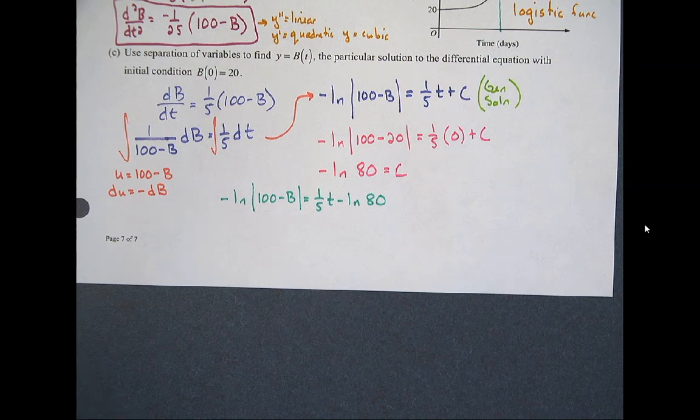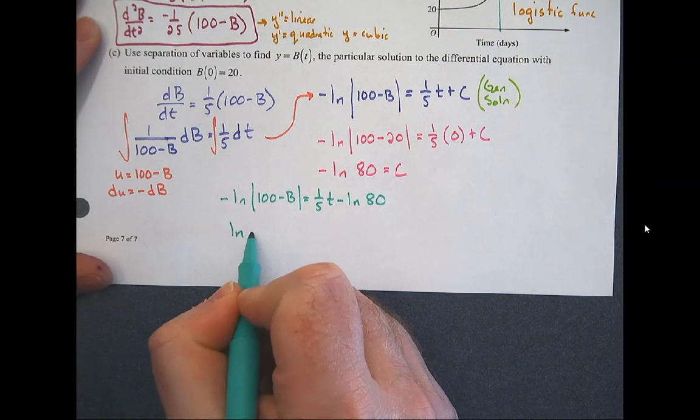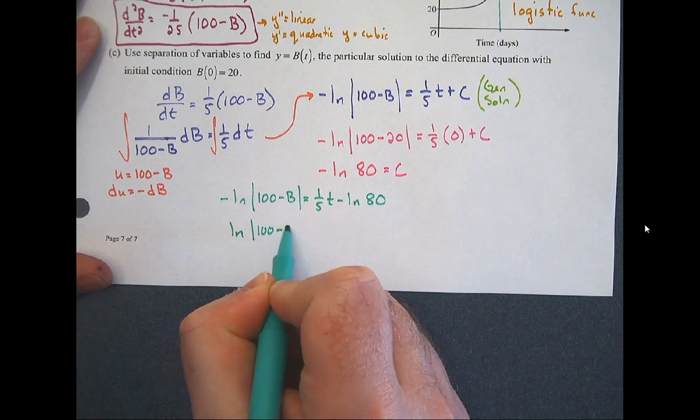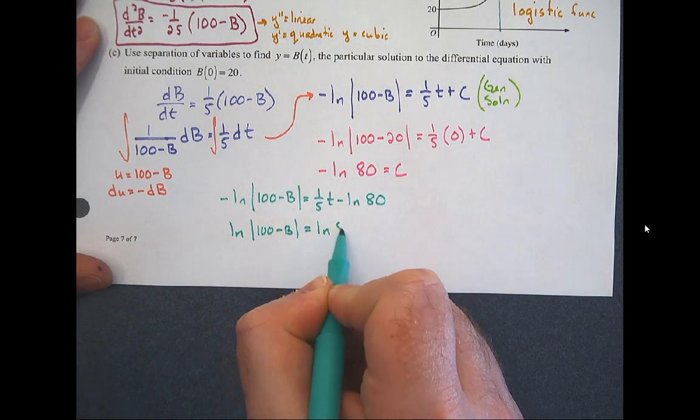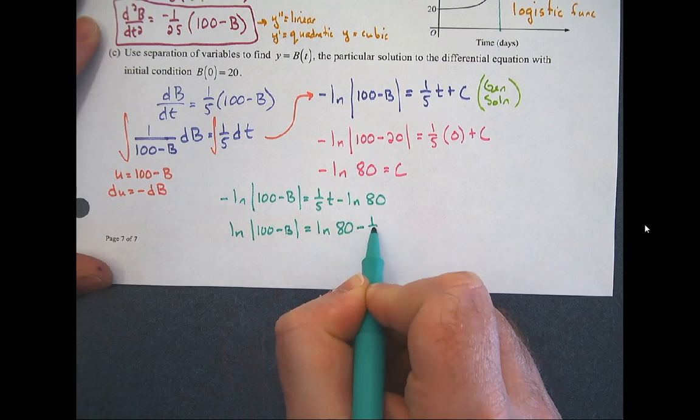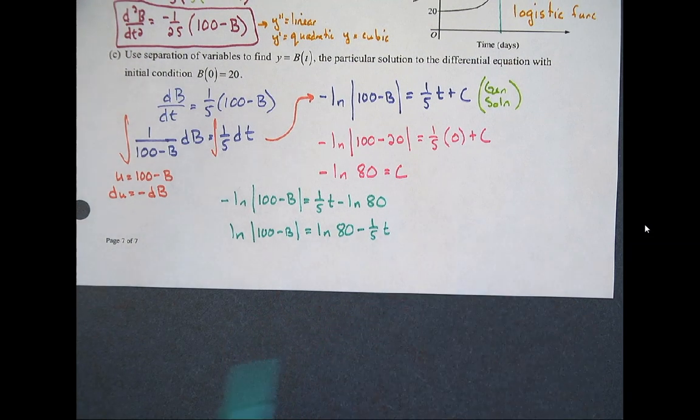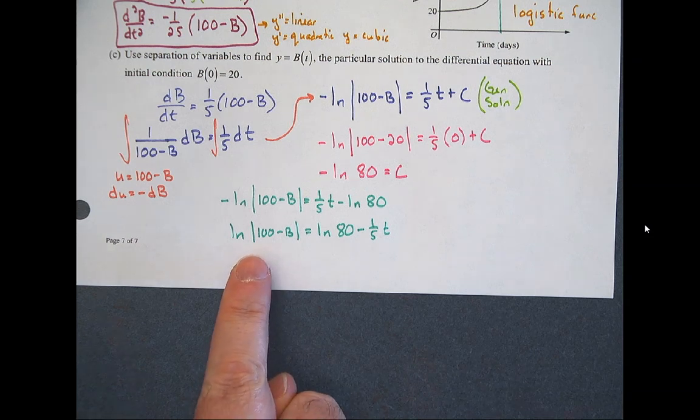I'm going to start off with that negative. That should be the easiest thing. I'm going to divide both sides by a negative. So natural log of 100 minus B equals, and that's just going to switch these around, natural log of 80 minus 1/5 T. Try it from there. See how you can take it from there. Obviously, what are you going to have to do next to get rid of this natural log? Going to have to do an e to the.